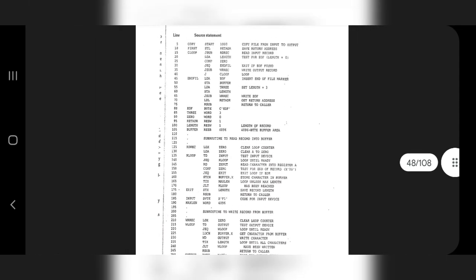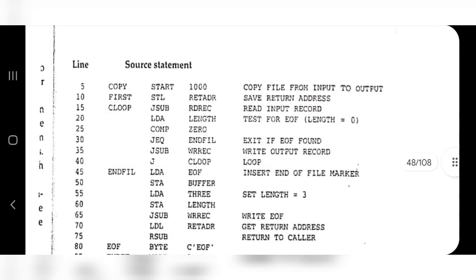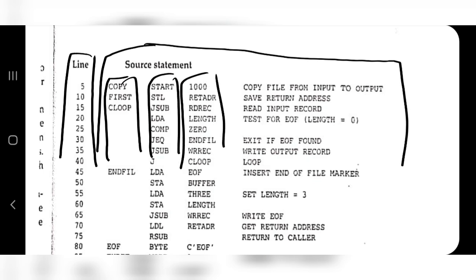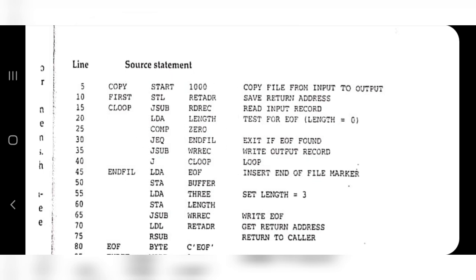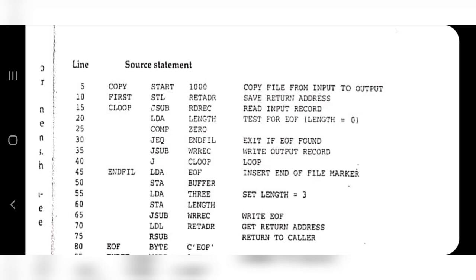Firstly, this is the overall program. How many lines does it have? 255 lines. These are the lines given to you, and the source statement is this whole thing. This is known as the source statement, and the source statement has four things here: the first column, second column, third column and fourth column. The fourth column is just the explanation of what the line means. It is for understanding purposes, like comments.